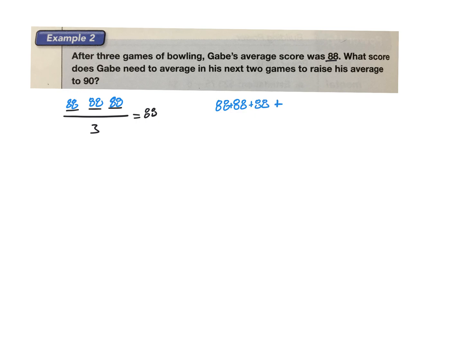And then there's going to be 2 more games, and we're just going to say, okay, we're going to call those scores X. Now, whenever we're wanting to find the average, we have to divide that by 5 because it's 5 games in total. The 3 he already played plus the 2 more. And we want this to equal 90. So let's go ahead and start simplifying this down.